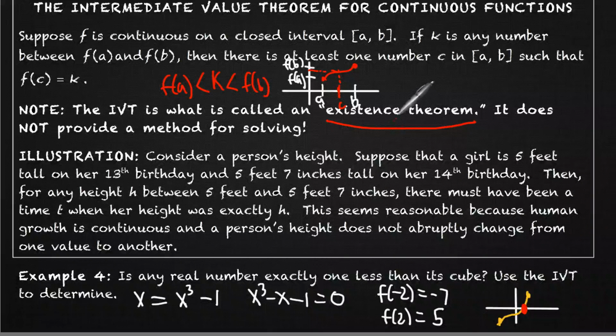Now, does the intermediate value theorem tell us how to find the actual x value where this function equals 0? No, it just tells us that something exists, that x exists somewhere out in space. But it doesn't tell us how to do it. And that is the idea of the intermediate value theorem. Let's apply this to example 5.